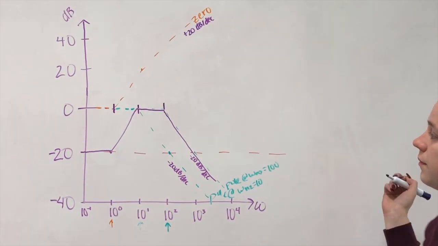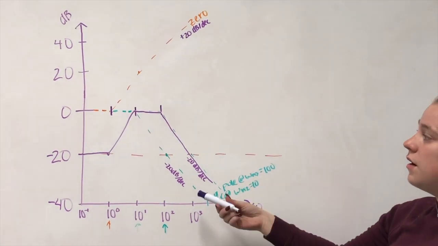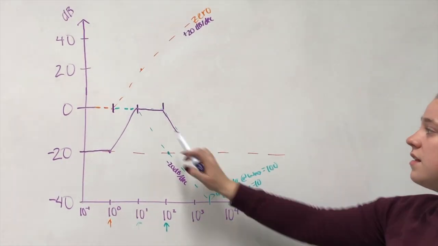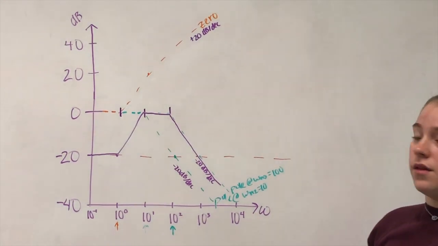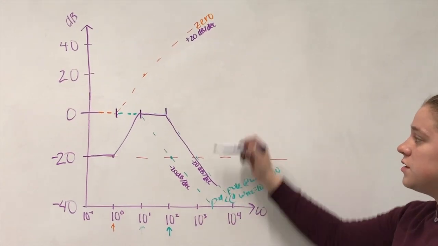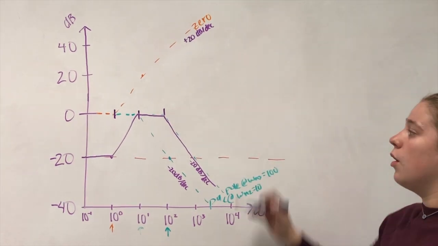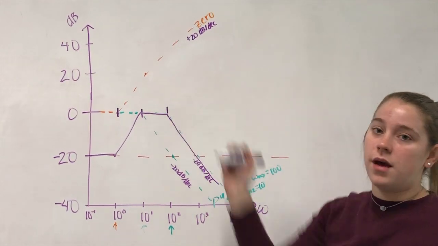all the way down. Now this here is a bandpass filter, because we can see that prior to 10 to the 1, we're cutting off any of the frequencies lower than that, and after 10 to the 2, we're cutting off those frequencies, only allowing this band to pass.